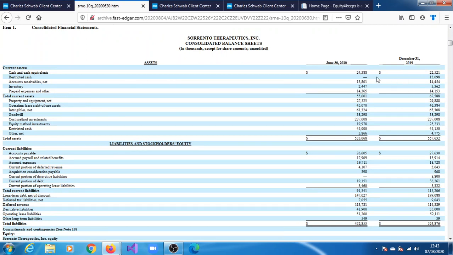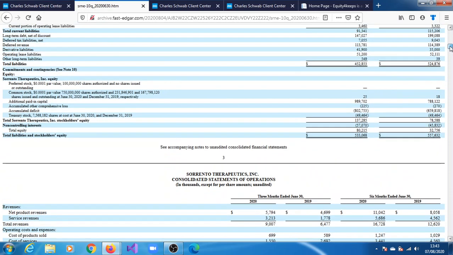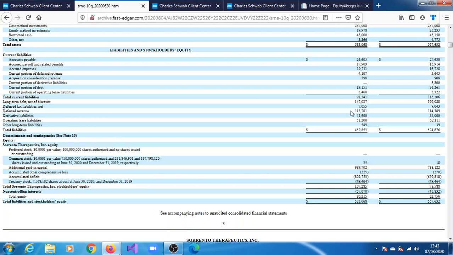These are current assets. The total current assets is 533 million and 68,000, and the total liabilities 452,853,000.